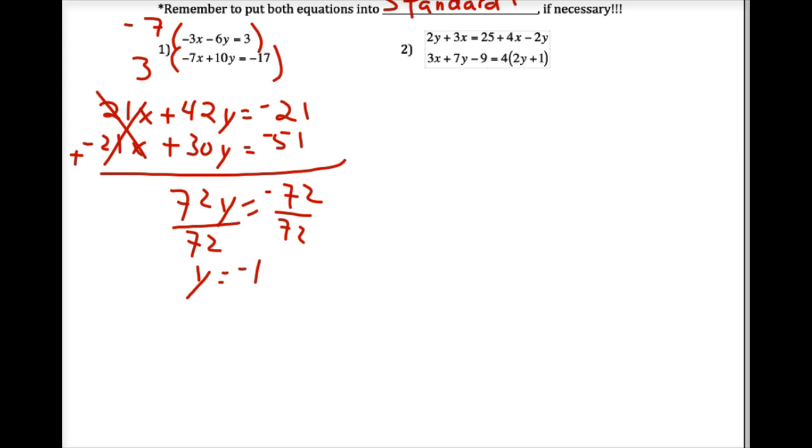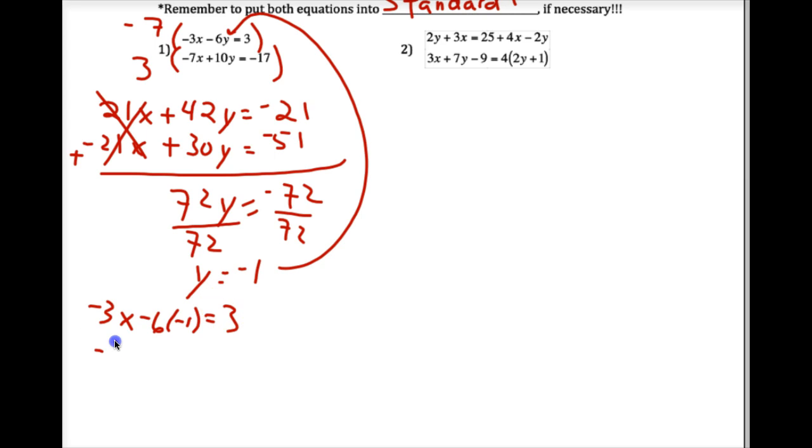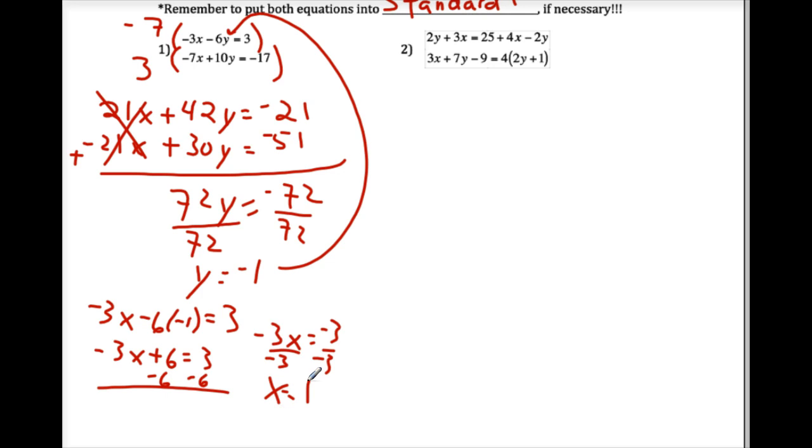All right, so I'm going to take -1 and plug it in right there. So -3x minus 6 times -1 equals 3. -3x plus 6 equals 3. Subtract 6 from both sides. -3x equals -3. Did you guys get x to be 1? Okay. x equals +1. Now, don't forget to pair up your x and your y to make a coordinate. (1, -1). Boom!